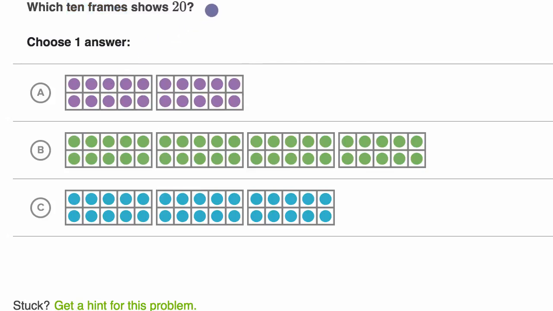Well, 20 is two groups of 10. So this is 10 and then 20. So that's 20 right over there. Choice B is 10, 20, 30, 40. Choice C is 10, 20, 30. So we could feel good about choice A.